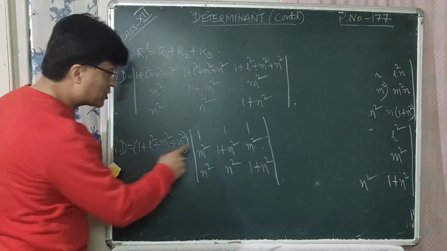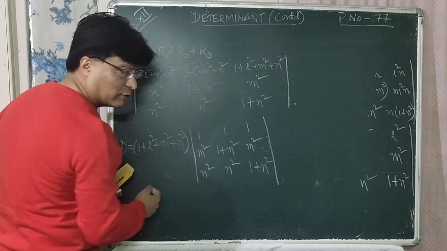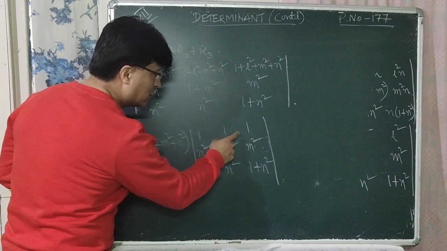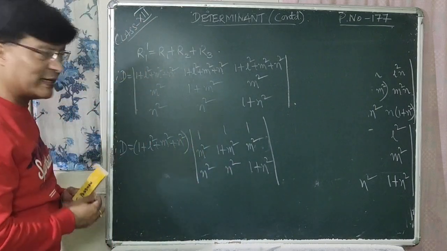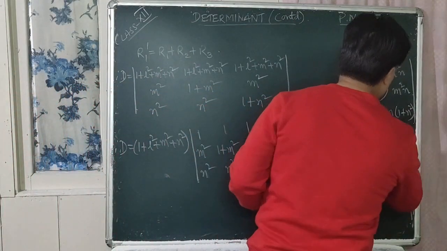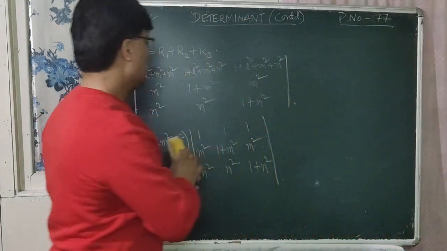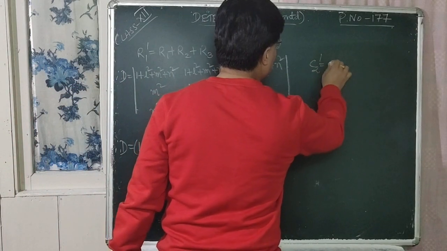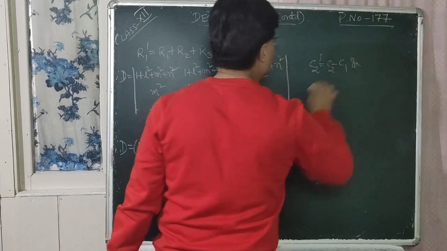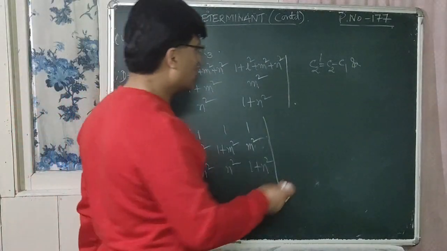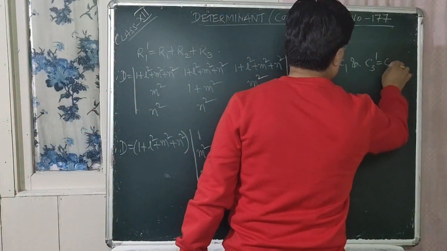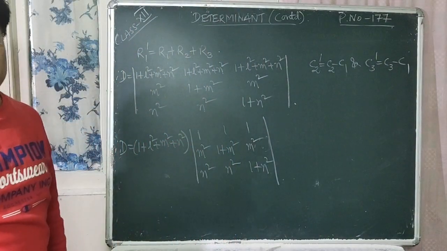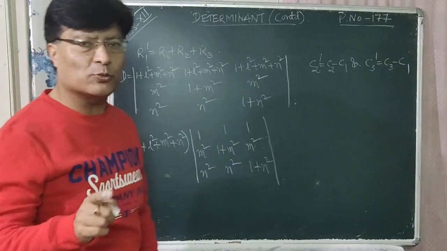Okay? Now what do we do? We make these two ones 0, by doing C2 minus C1. C2' is equal to C2 minus C1, C3' is equal to C3 minus C1. Right? So let's use this property now. So now write down the property, that is C2' is equal to C2 minus C1, and C3' is equal to C3 minus C1.